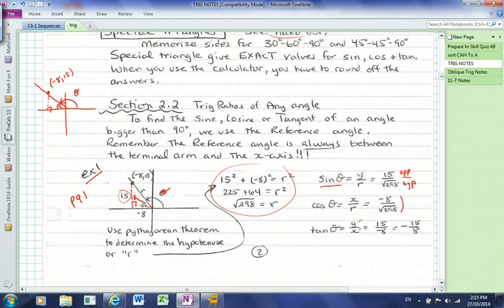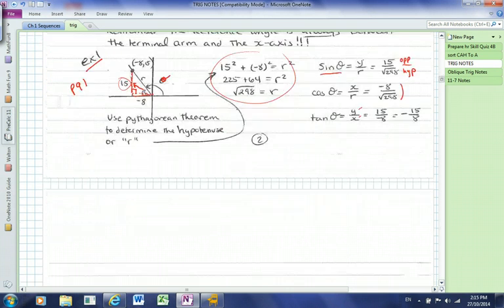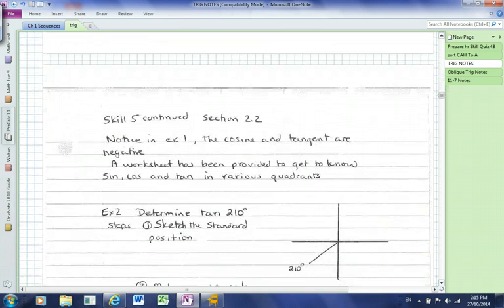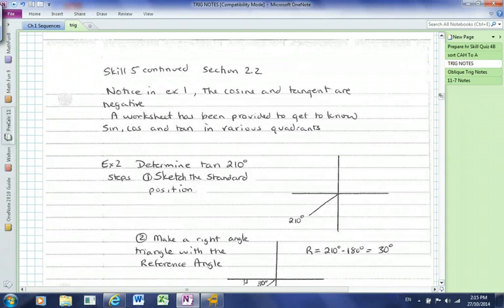Okay, so that's how you would find the sine, cosine, and tangent if all you were given was a point that the terminal arm goes through. If you're given a point, it's actually telling you your opposite and your adjacent, okay? Okay, so now flip over to your next page. Now this is not in the text.